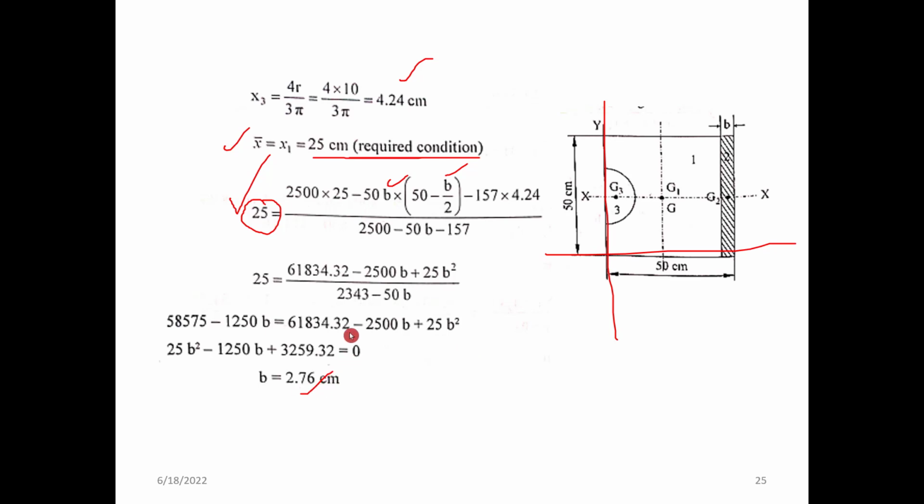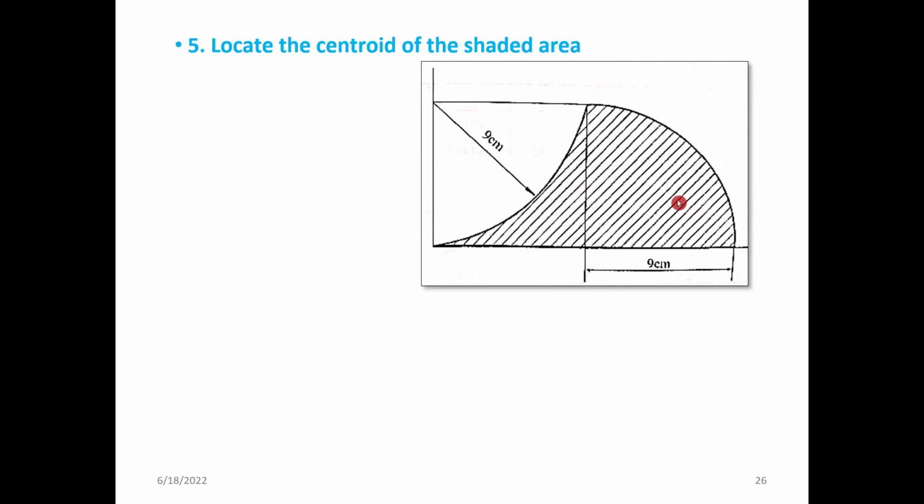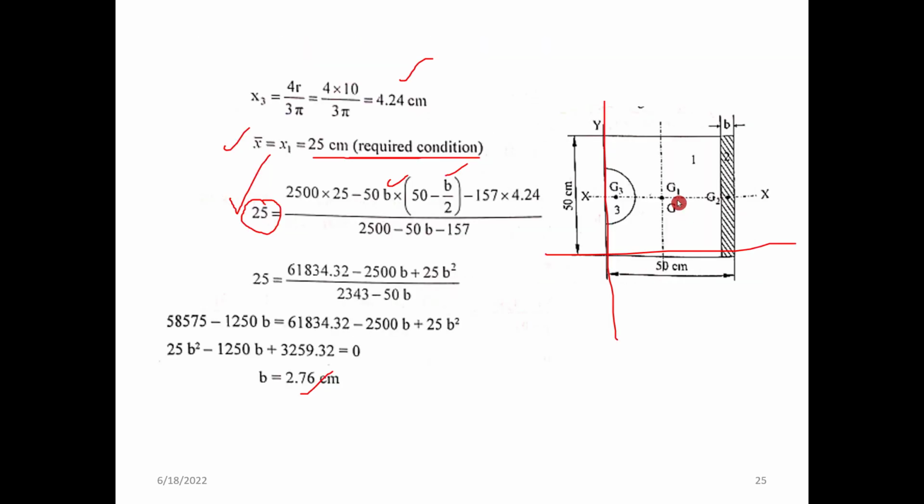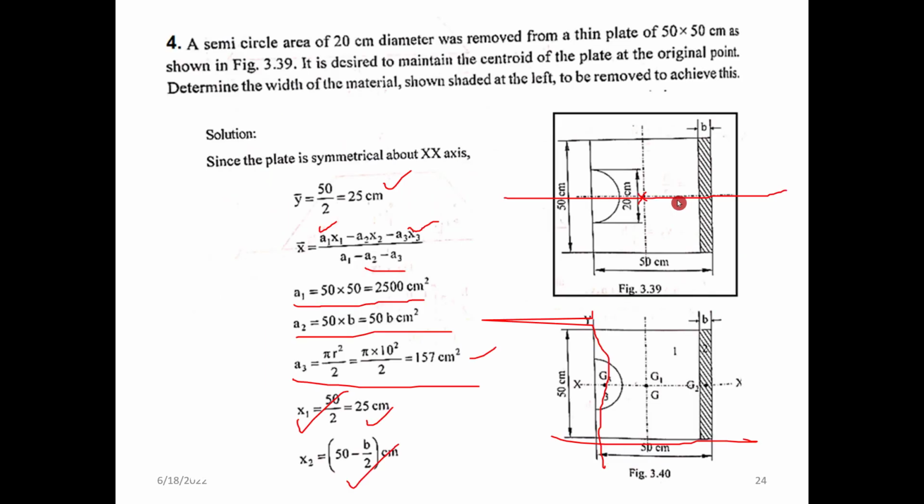So you should remove approximately 2.76 width of rectangle to make the centroid the same as before. That's the takeaway from this problem. The important thing is the minus signs for the deducted areas.